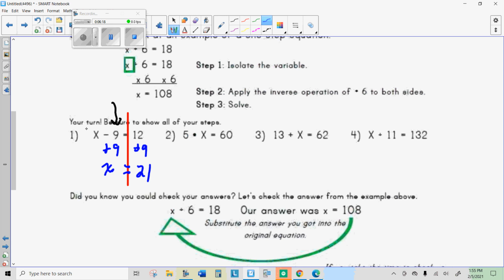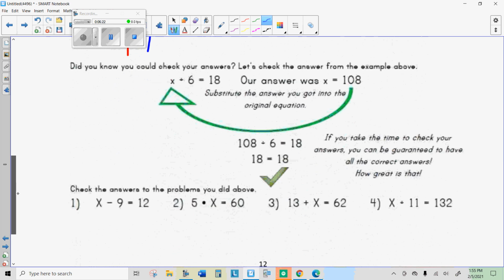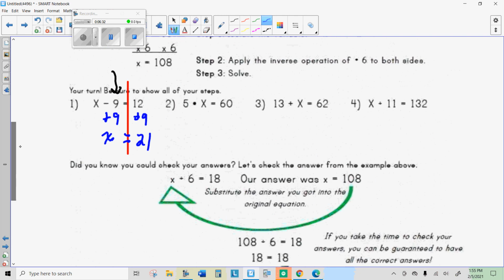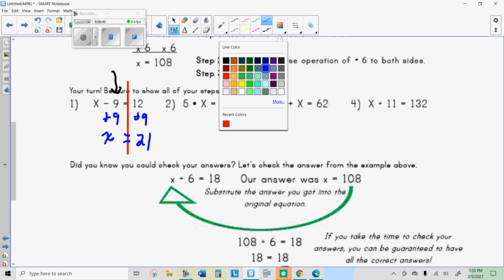And then the last step is just to check your answer. I think there's a spot down here to check it. Basically you're just going to put 21 where the x is, subtract 9, and make sure it equals 12. Checks out. All right. For multiplication, we're going to do the same thing. We're going to use the inverse operation to undo whatever is by the x, because we don't want that there.